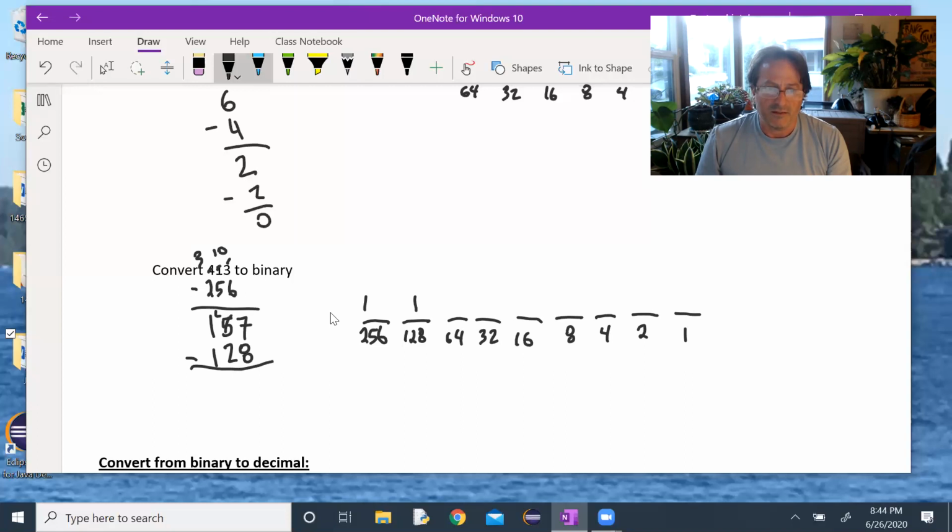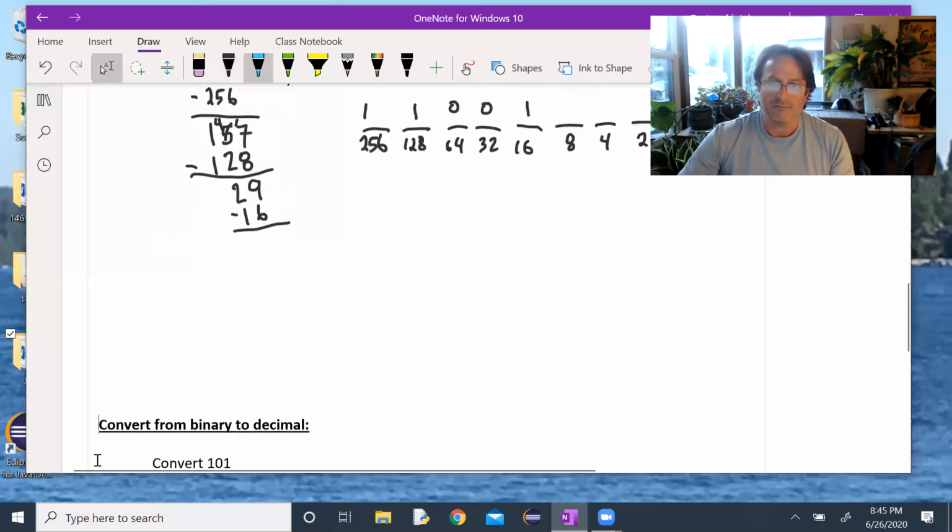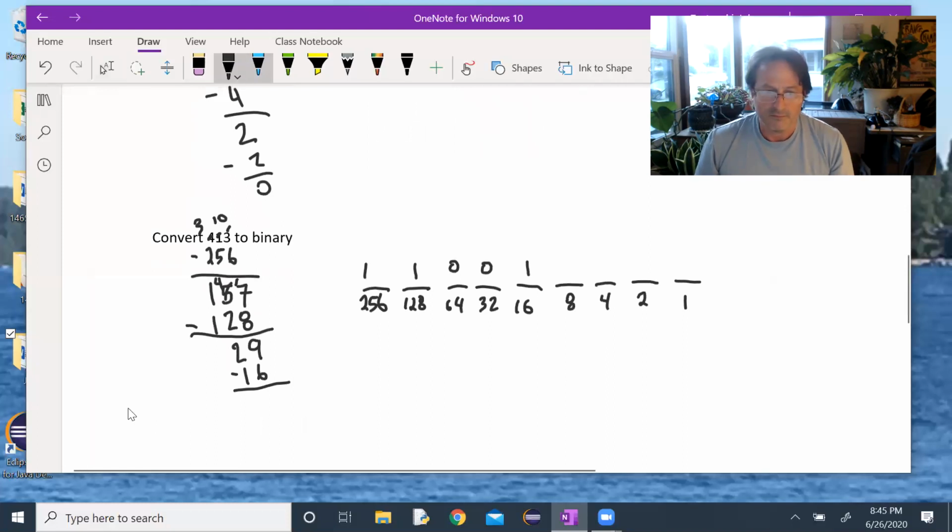I borrow 4. 17 minus 8 is 9. 4 minus 2 is 2. So the next number, what's left is 29. So we can't have any 64s or 32s. They're too big. 29 would contain a 16. So I can subtract the 16 off of here. And that's going to leave me with 13. And 13 contains an 8, certainly. So take that 8. 13 minus 8 is 5.